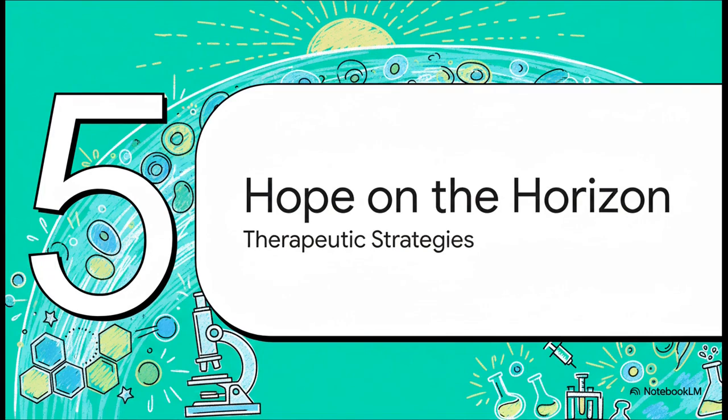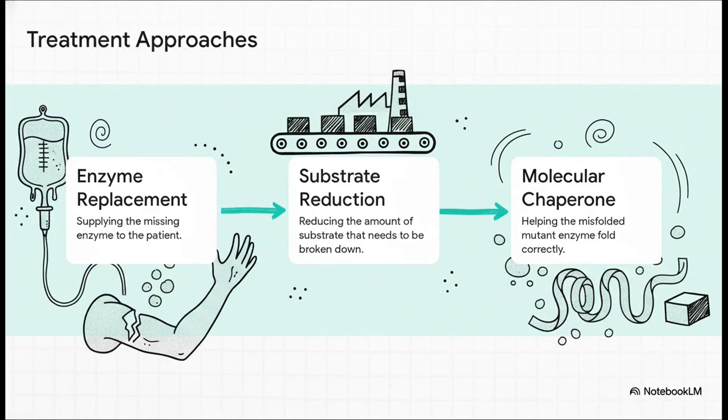Okay, our final section, and after all this doom and gloom, I want to end on a hopeful note. Because while these diseases are really terrible, modern science is fighting back. And it's fighting back with some really, really clever strategies. We basically have 3 main approaches to treatment now. The first one is pretty straightforward: enzyme replacement therapy. You just give the patient the enzyme they're missing, usually through an IV drip.